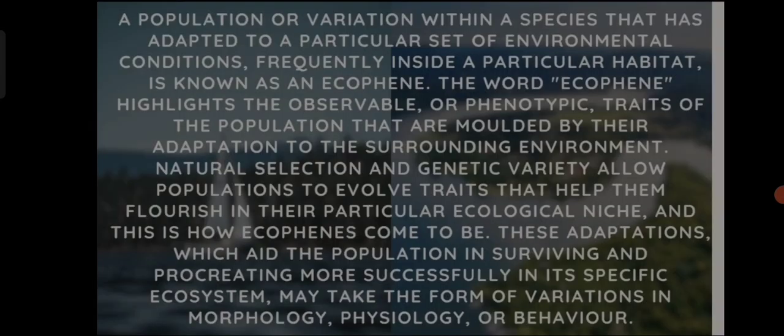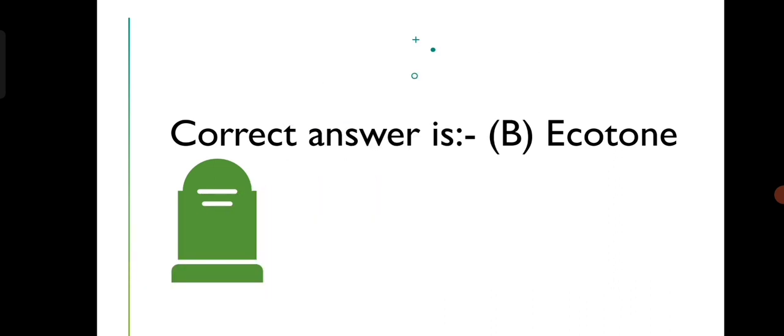Now coming to the fourth term, that is ecophene. An ecophene is a population within a species that has adapted to specific environmental conditions in its habitat, exhibiting unique phenotypic characteristics shaped by natural selection and genetic variation, which enable it to thrive in its ecological niche and contribute to biodiversity and ecological resilience. So from this information we got to know our correct answer is ecotone, that is option B. Now moving on to the next question.